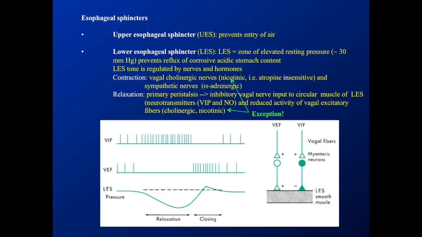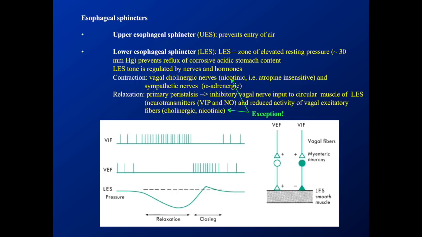The transmitters that are released to relax this are vasoactive intestinal peptide and nitric oxide, and there's also a reduction of vagal excitatory fibers through the nicotinic cholinergic receptors. I want to point out here that these nicotinic receptors in the sphincters are exceptions to the general rule that most of the cholinergic receptors in the GI tract are muscarinic.